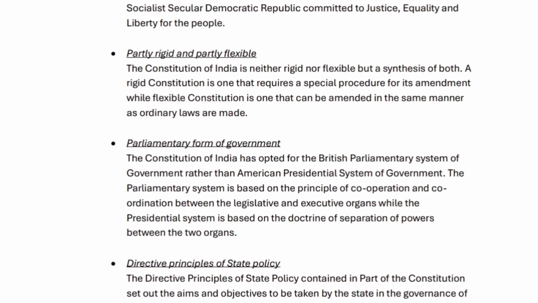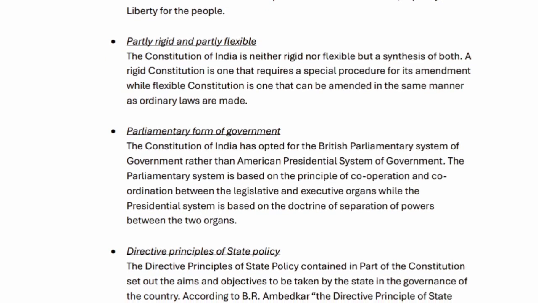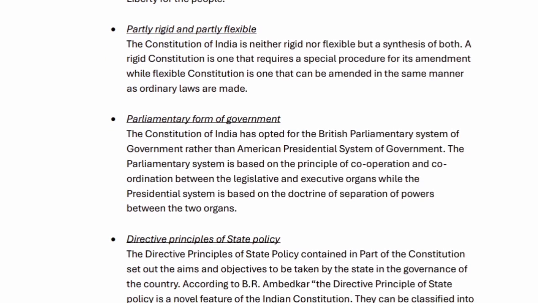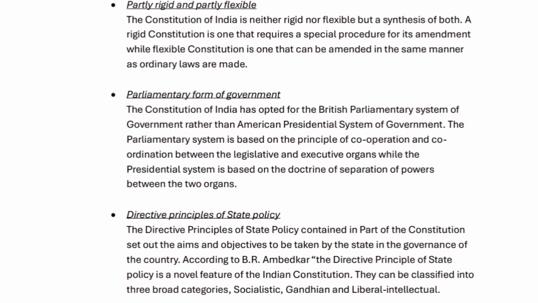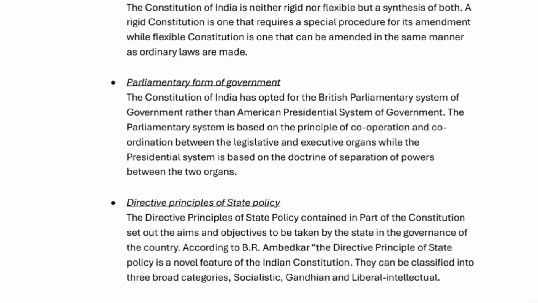Parliamentary form of government. The Constitution of India has opted for the British parliamentary system of government rather than the American presidential system of government. The parliamentary system is based on the principle of cooperation and coordination between the legislative and executive organs, while the presidential system is based on the doctrine of separation of powers between the two organs.